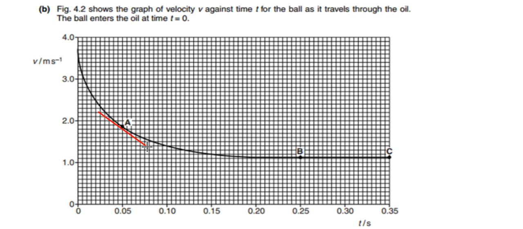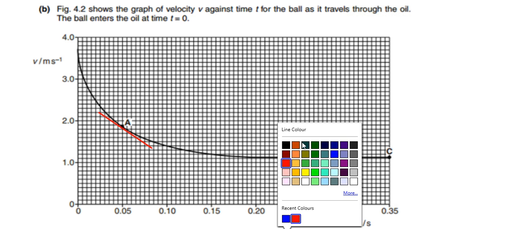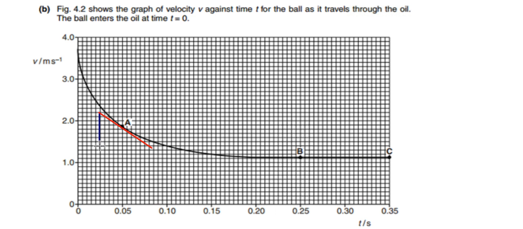So obviously a tangent is a line that just touches the point A here. Okay, if I select another colour, what I need to do next is draw a triangle so I can work out the gradient of this tangent I've just drawn.